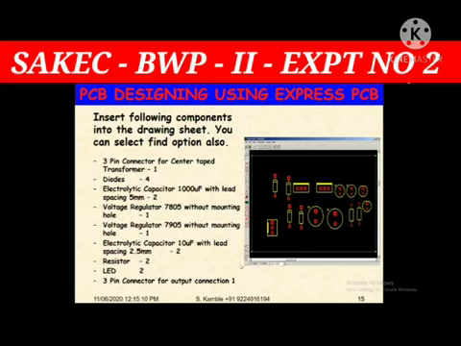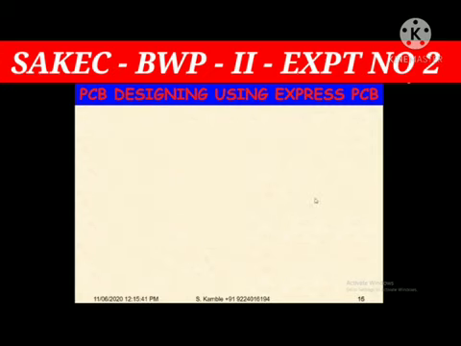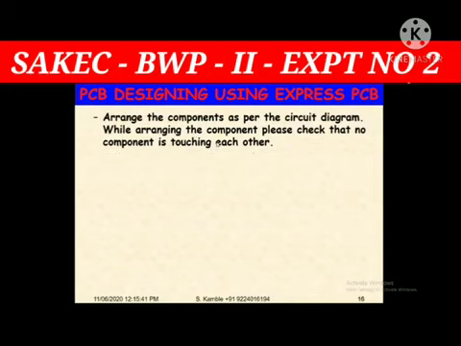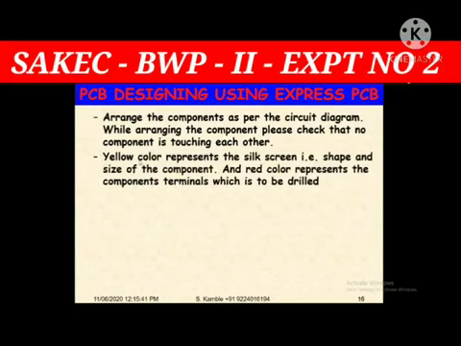Now the next step, we have to arrange these, like left side is input, right side is output. After that you have to arrange all the components and observe that no component should touch another. How to check whether these components are touching each other or not? For that colors are used. Yellow color represents the silk screen, that is the shape and size of the component, and red color represents the terminal. If the yellow colors of components are touching each other, then the components are touching each other. So please keep a safe distance between the yellow colors of components.